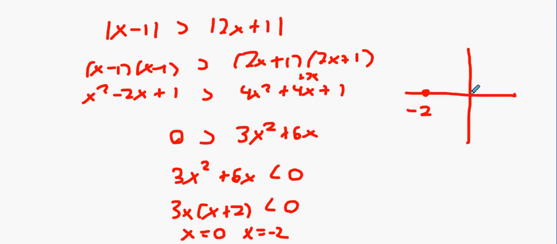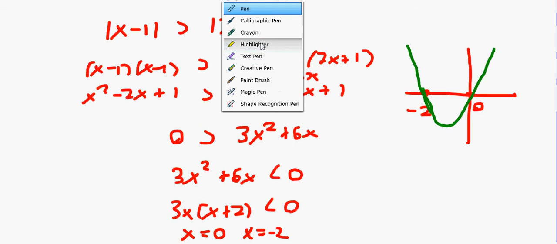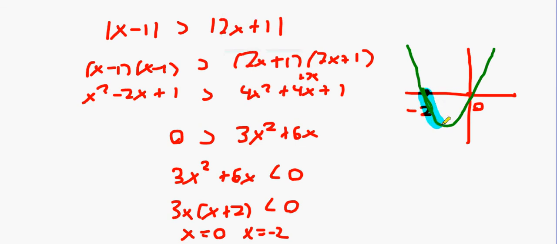What type of graph is it? U-shaped. Are we looking for the in-between or the extremities? Why are we looking for the in-between? Less than 0. So minus 2 is less than x is less than 0. Good.